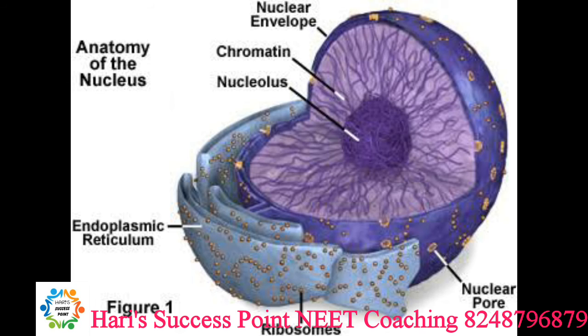The nucleus is separated from the cytoplasm by a double membrane called the nuclear envelope. The space between the layers of the nuclear envelope is called the perinuclear space. The outer membrane of this nuclear envelope is continuous with the endoplasmic reticulum. Inside the nucleus are the nucleoplasm, or karyoplasm, then the genetic material and the nucleolus.